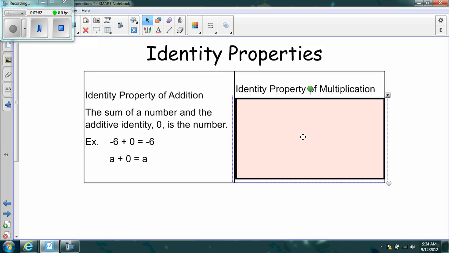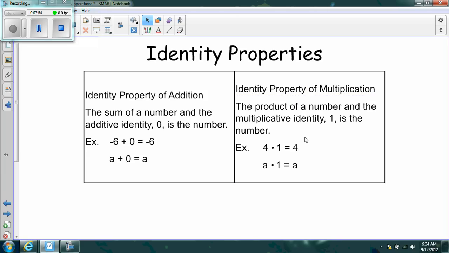Now for the identity property of multiplication, the multiplicative identity is 1, because if you multiply any number times 1, it's still that number. So you can see 4 times 1 is 4, and a, which can represent any number, positive or negative, times 1 is also a.